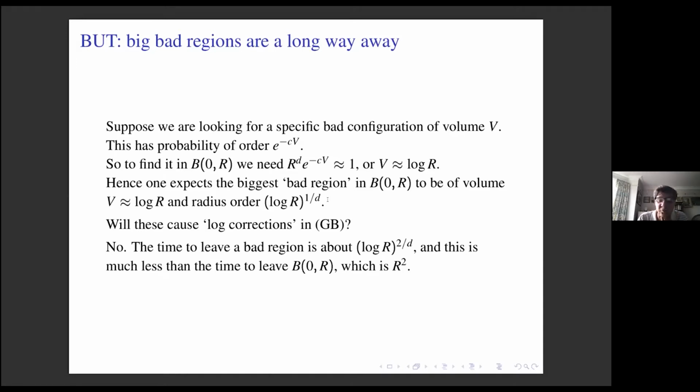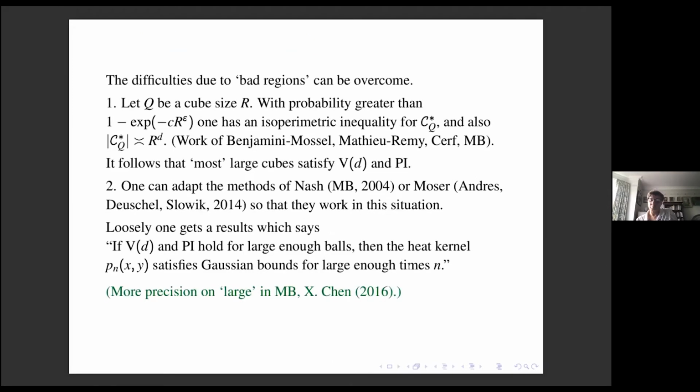And at the crudest level, the answer is no. The reason for that is that the time to leave a bad region, like the foot of the Z that we saw in the previous slide, is about the square of the diameter of the region, so about (log R) to the 2 over D. On the other hand, if we're looking at the random walk in a ball of radius R, the time to leave that should be about R squared. And this is so much smaller than that, that if you think about any little bad region, heat has plenty of time to homogenize in that bad region over the time scales that we're looking at. So the difficulties due to bad regions can be overcome.